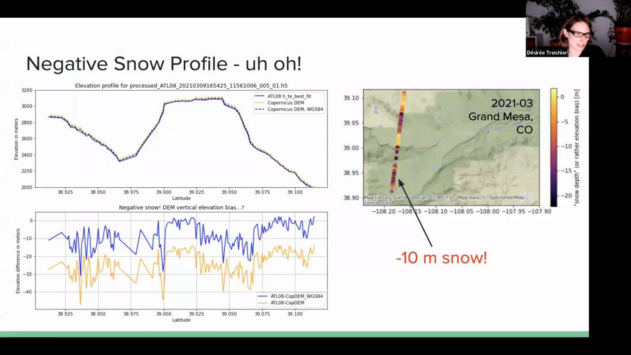So here, on the lower plot, if you look at the blue line, that's basically our snow depth. And that corresponds to the track in the map that you can see there. Everywhere where it's red, it's about minus 10 meters. So very obviously, we have to do some co-registration. Next slide, please.